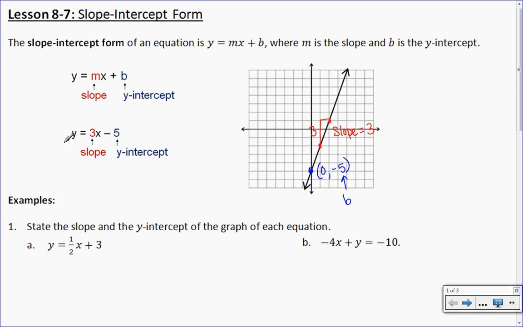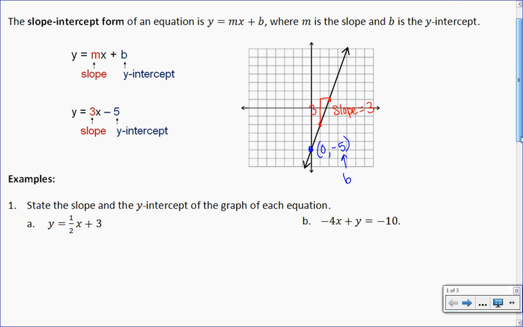The nice thing about the slope-intercept form of an equation is that you can see both of these things very easily from the equation. And as you can see from the graph, those are very helpful things to be able to identify. We can tell exactly where this line is supposed to go from the y-intercept and the slope. So this is just a very useful way to have an equation written. So let's do a couple examples.